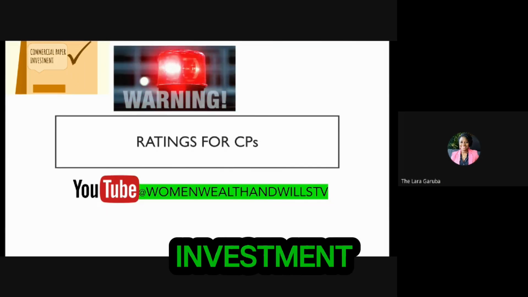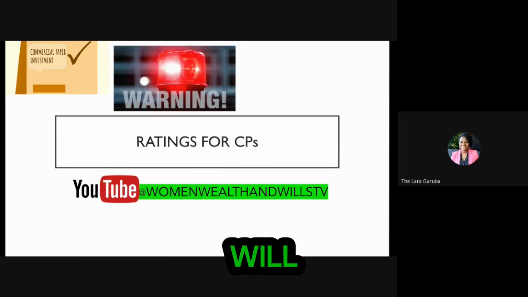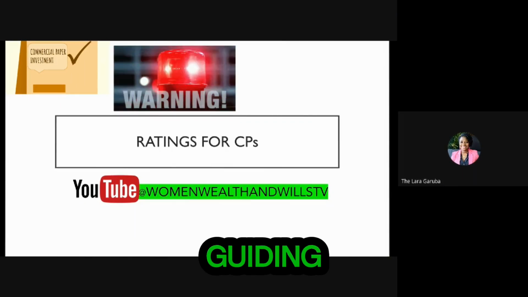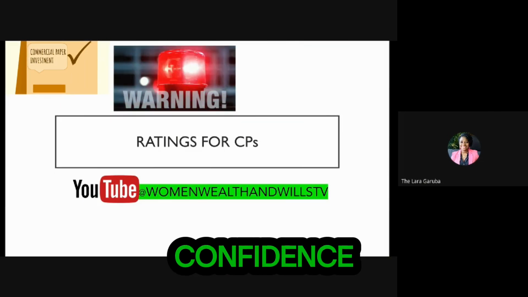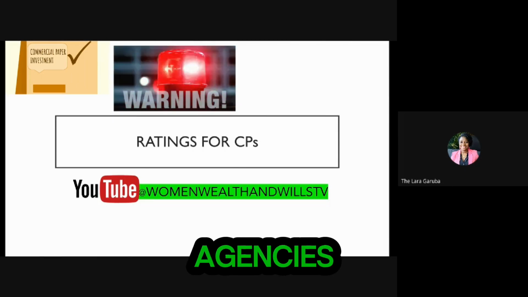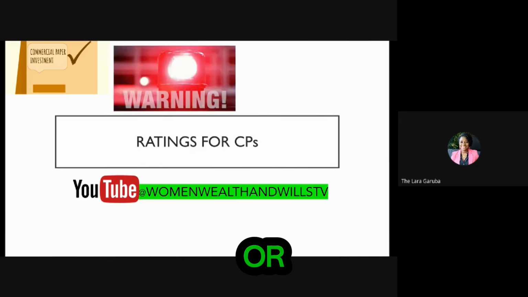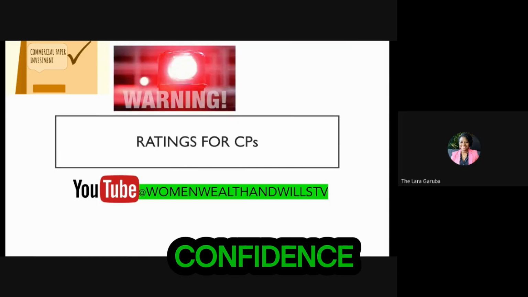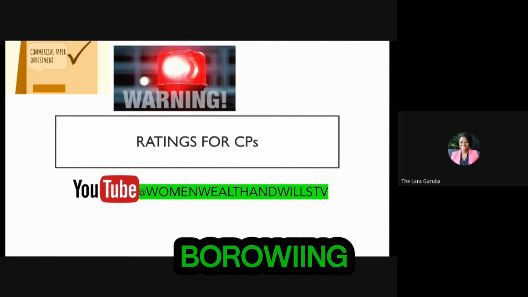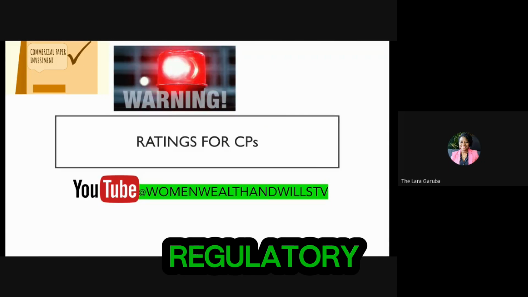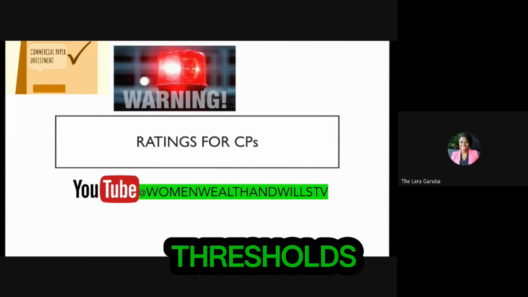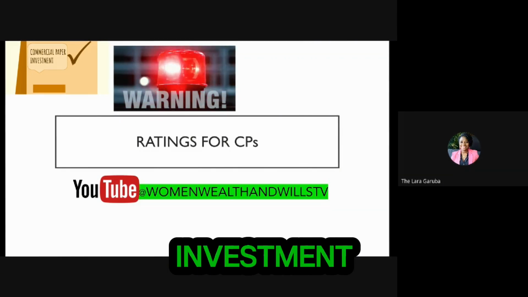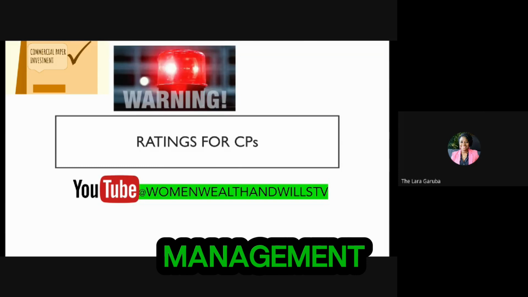Number three, investment decision making. Ratings will help you as an investor to determine whether to invest in a particular commercial paper, guiding your investment decisions. Number 4, market confidence. Ratings from reputable agencies like Moody's, S&P, or Fitch enhance market confidence, attracting investors and reducing borrowing costs. Regulatory compliance is number 5. Some regulations require minimum rating thresholds for commercial paper investment, ensuring investors adhere to risk management guidelines.